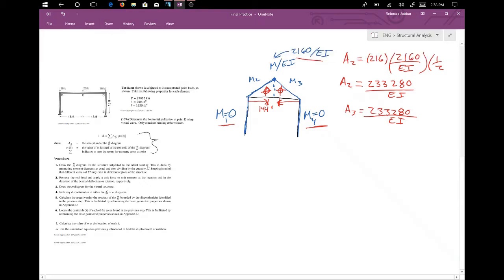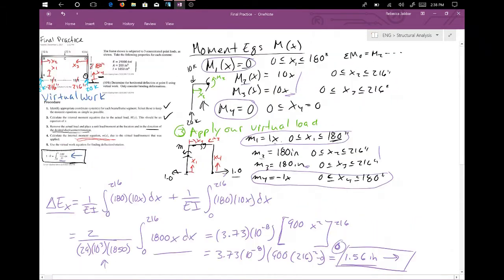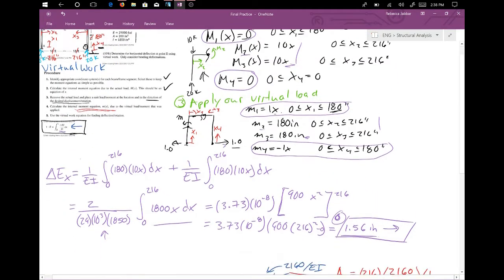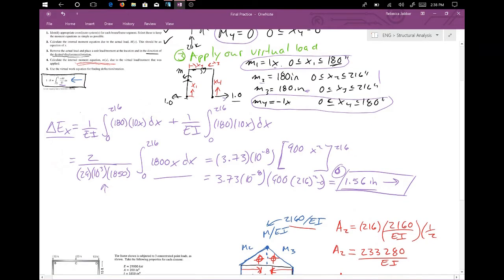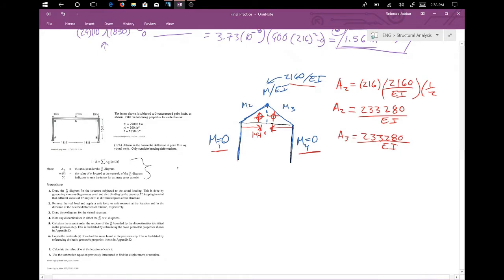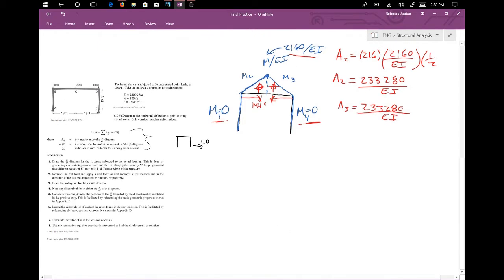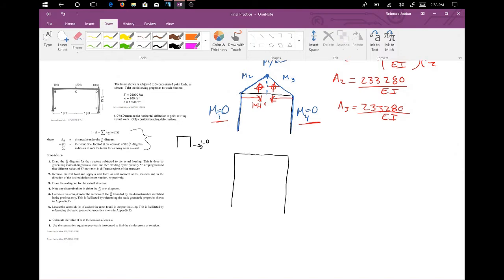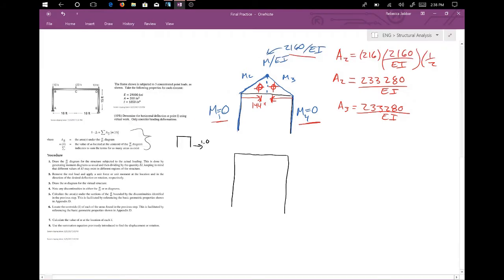Let's get out our black. And so the next thing we do, just like before, where we came up with equations for our real load and then equations for our virtual load, we're going to use this figure again. It's just a force going in that direction. We're going to use that figure, same frame, and develop the moment diagrams for that virtual load.